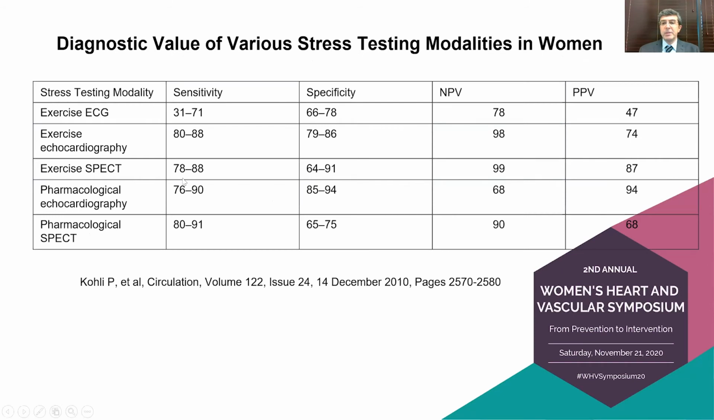In this slide, we will see the negative predictive value and positive predictive value for obstructive disease in different tests. And as we see, the positive predictive value for exercise stress test in women is very low.